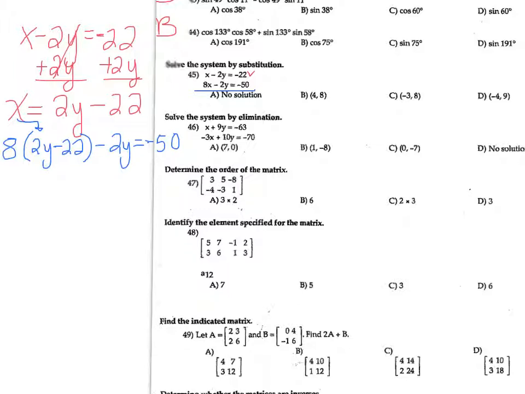Okay? So you distribute. What is 8 times 2y? 16y? Great. What is 8 times negative 22? A big number. And that big number is what?